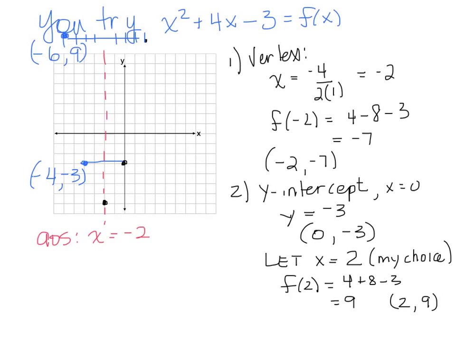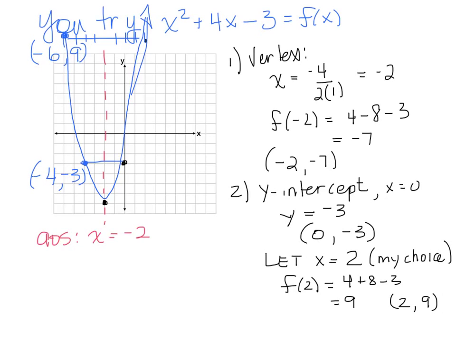Okay, so there's my graph. Oops, I just have to still connect the dots. Down and up. Like that. And I have those extra points that I found through symmetry, -4, -3, -6, and 9.